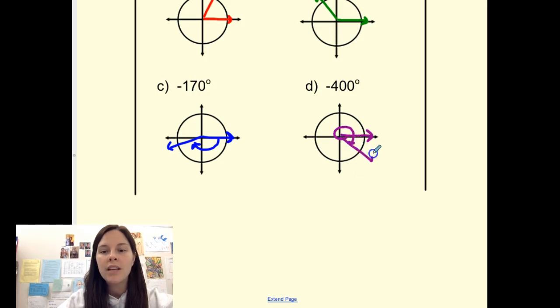When you are rotating your angles, especially when it's more than 360 degrees, more than a full rotation, draw that swirl or loop that I have in the center to demonstrate to the reader of your work that this angle is more than 360 degrees.